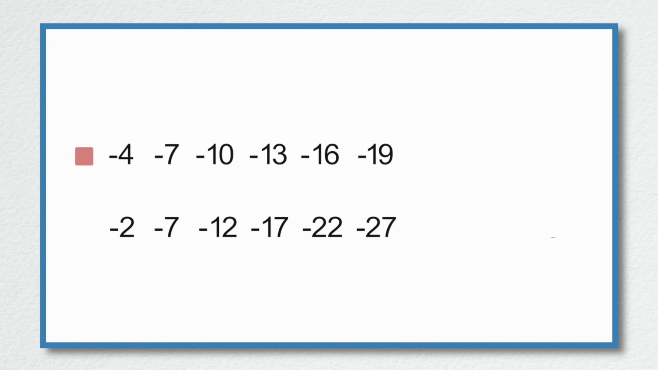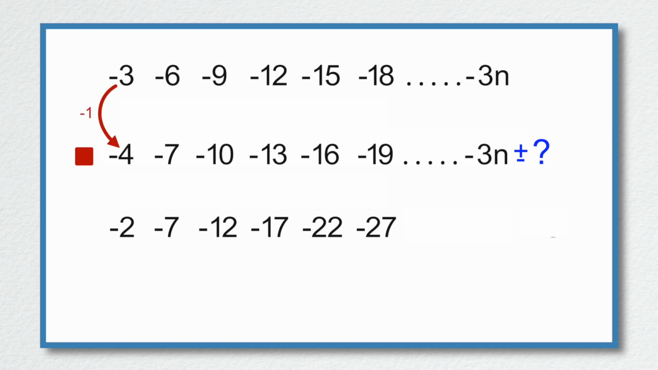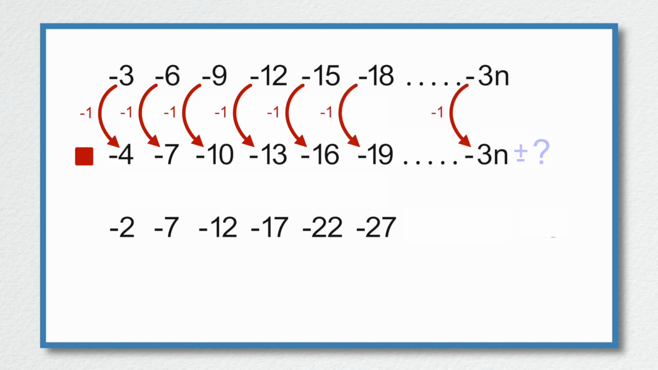So looking at the first of these 2 sequences, we can see that we are subtracting 3 each time. So I'm thinking of this sequence here, the -3 times table. So we know that our nth term is going to have -3n in it. Now let's compare the terms. Looking at the first term, to get from -3 to -4, I subtract 1. To get from -6 to -7, I subtract 1. To get from -9 to -10, I subtract 1. So this means that our nth term is -3n subtract 1.